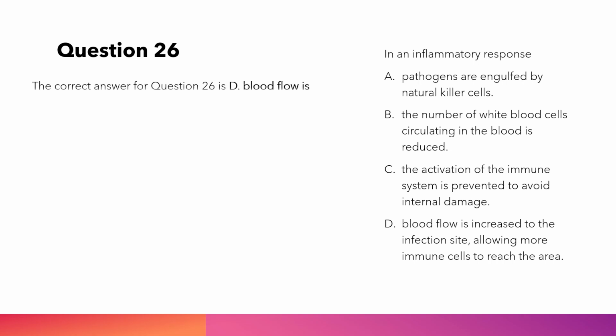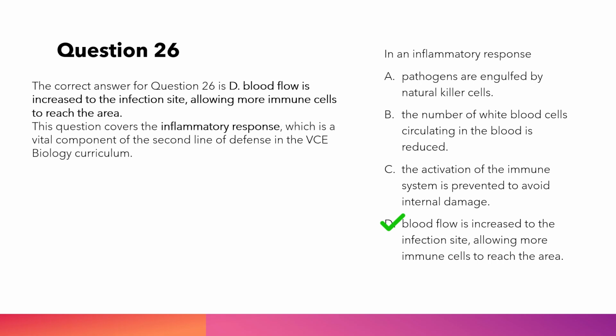The correct answer for question 26 is D. Blood flow is increased to the infection site, allowing more immune cells to reach the area. This question covers the inflammatory response, which is a vital component of the second line of defense in the VCE biology curriculum. Why D is correct.